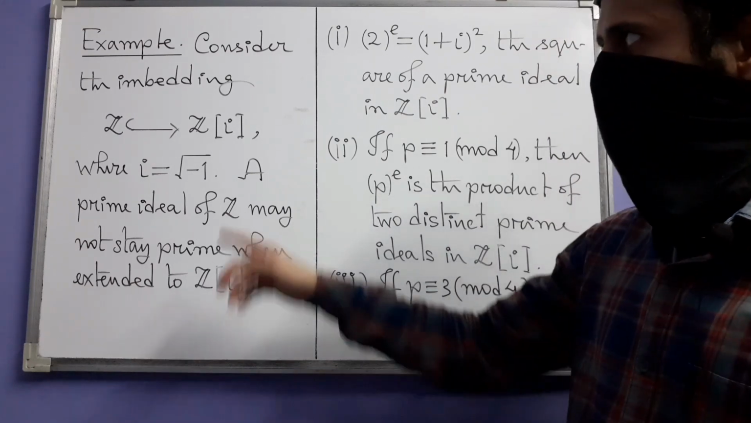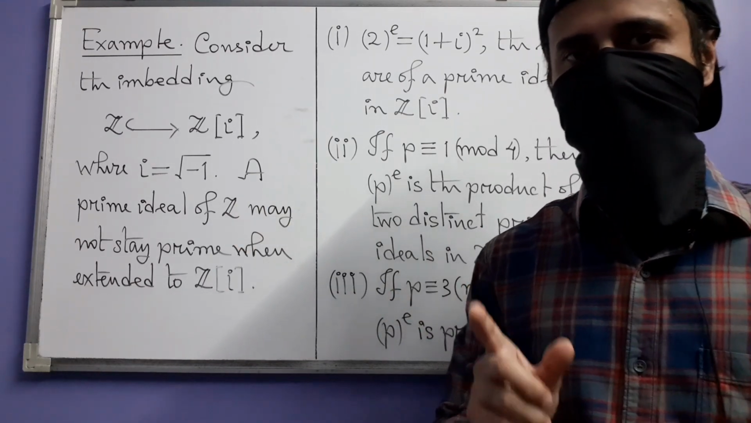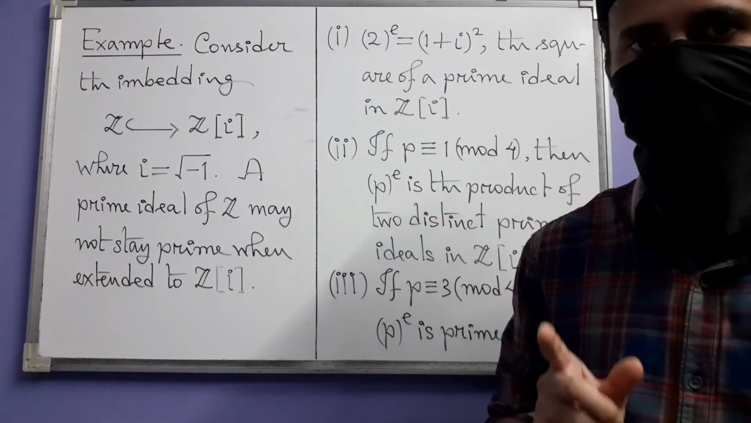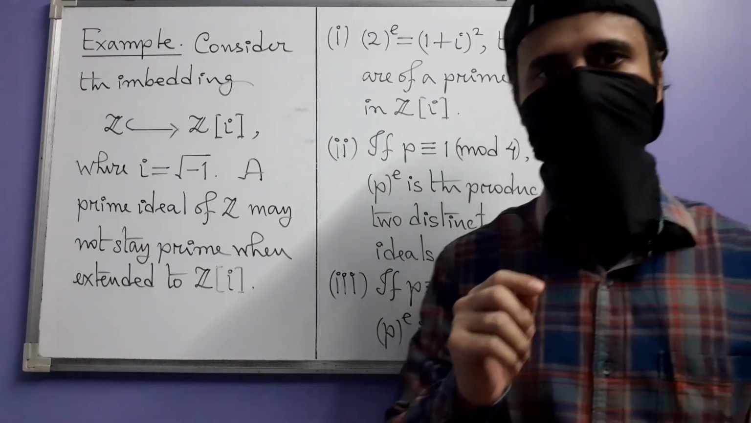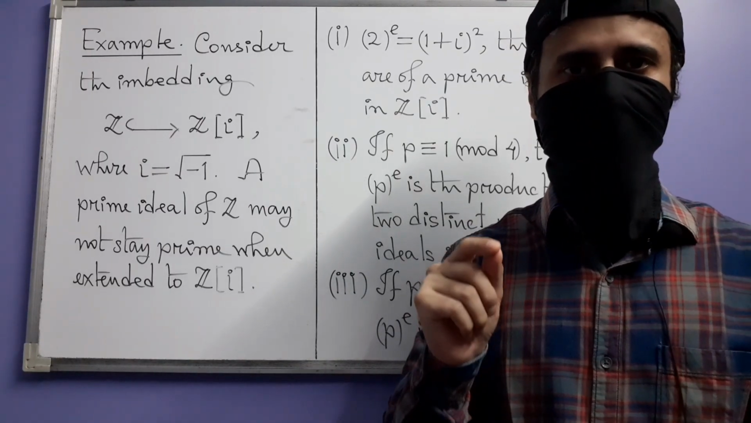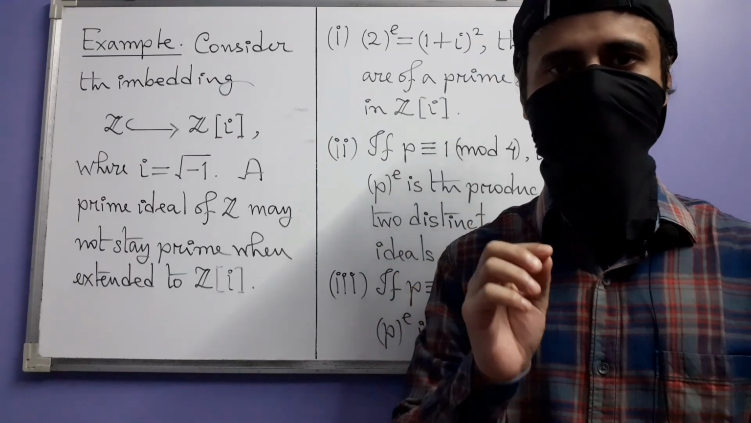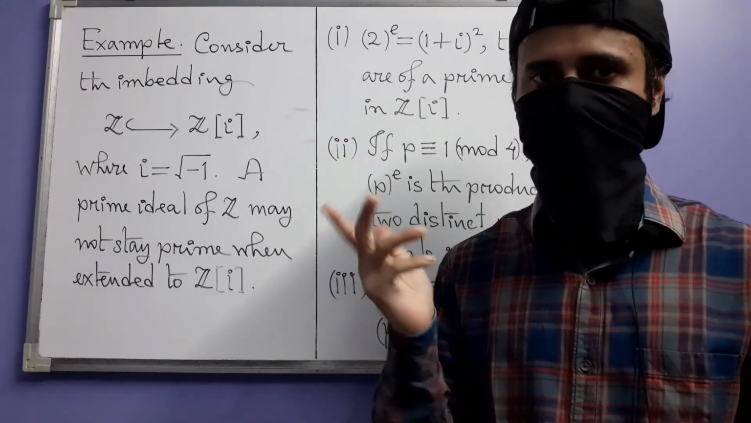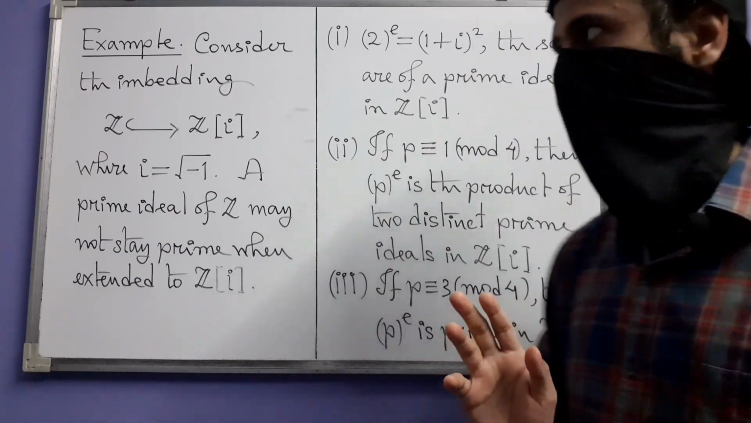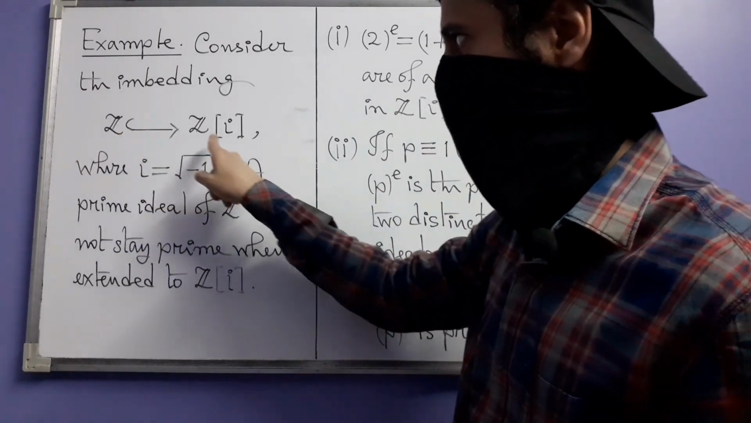Let us next consider this example which illustrates the difficulty that we discussed in the previous video. Namely, whenever you have a ring homomorphism f from A to B, the ideals of A do not behave well when they are extended with respect to the homomorphism. For example, here you have these two rings.